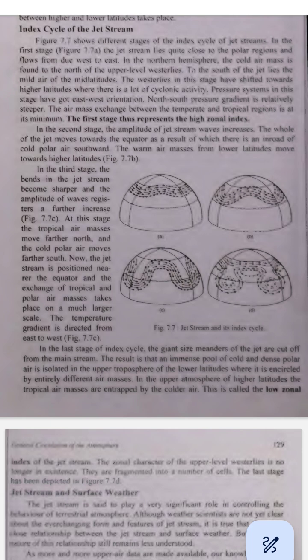Example to simplify. Imagine 2 big rooms, one with cold air and one with warm air, and there's a door in between them. In this first stage, the door is almost closed, so the cold and warm air don't mix much. Each room stays with its own air.